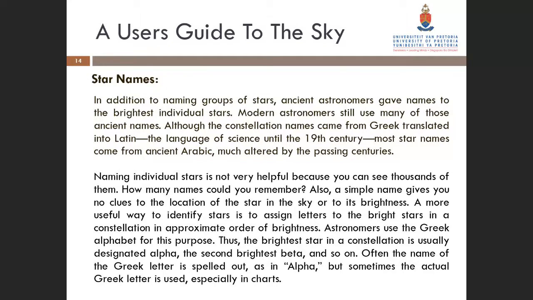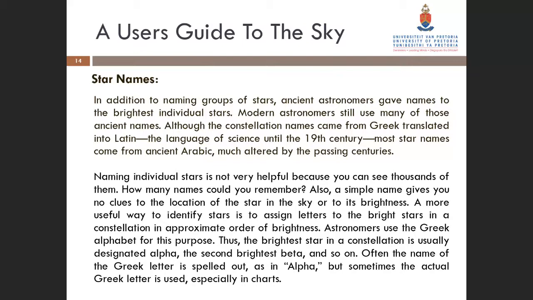When we look at star names, that's also an interesting aspect: how do the stars get their names? In addition to naming groups of stars, ancient astronomers gave names to the brightest individual stars. Modern astronomers still use many of those ancient names. Although the constellation names came from Greek translated into Latin, the language of science until the 19th century, most star names come from the ancient Arabic, much altered over the passing centuries.